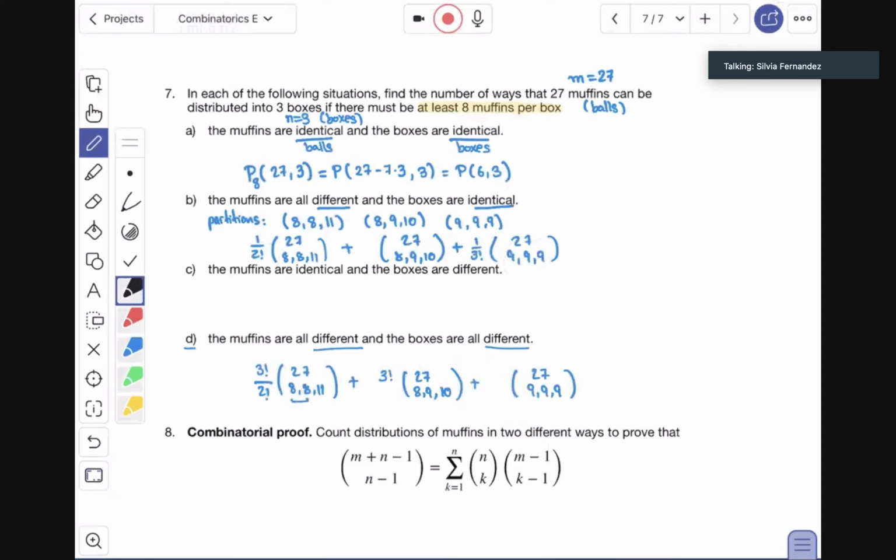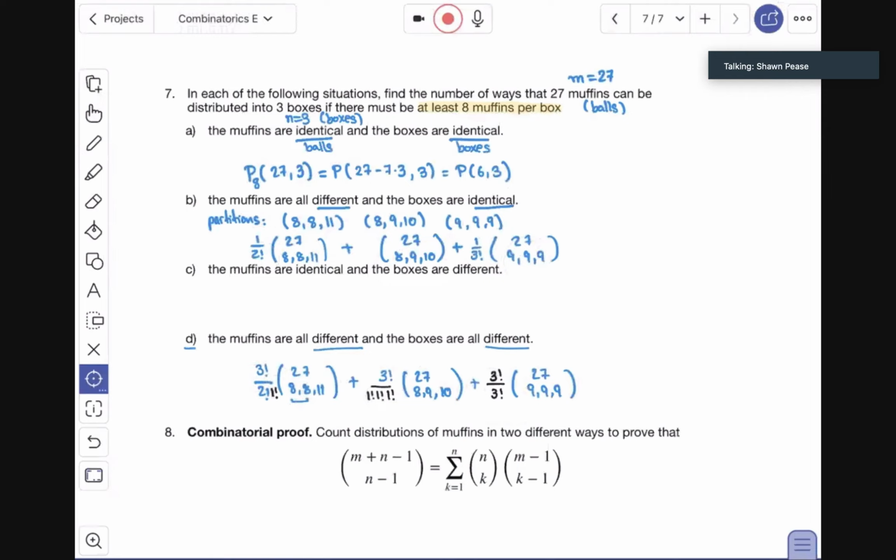But if you want to know, I'm going to write it in black. This you don't need to actually write, but that's really what's going on. You are writing the number of rearrangements of 8, 9, 10 right here.